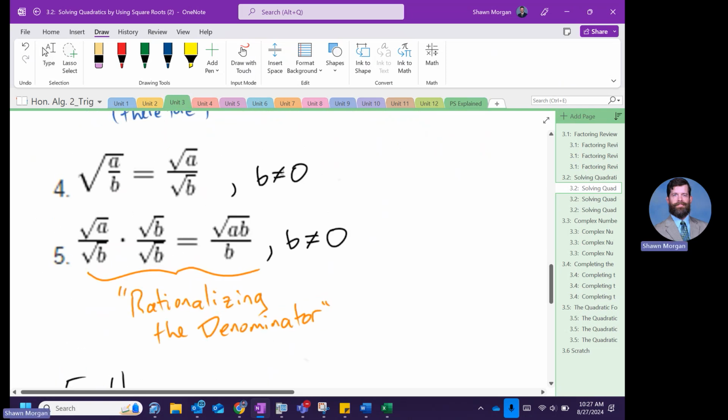A couple more radical rules to make sure you're covered. Again, this is algebra 1, but I feel bad if I didn't mention it because I don't want to assume everybody had the same algebra 1 experience.